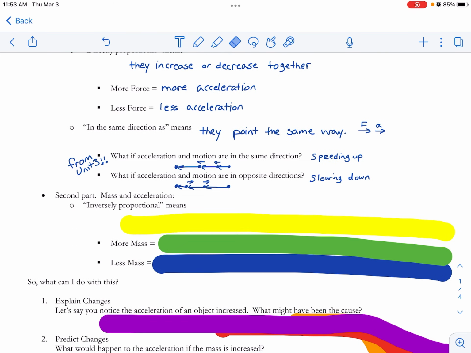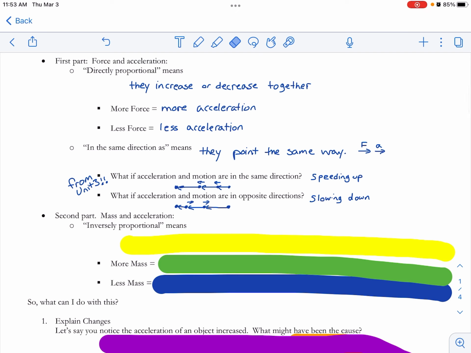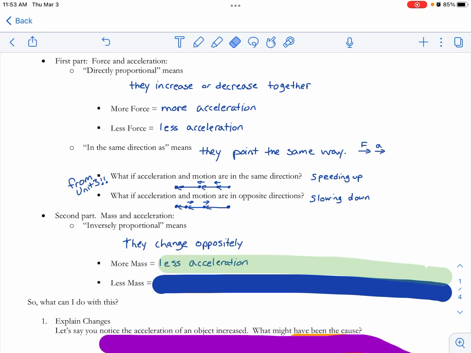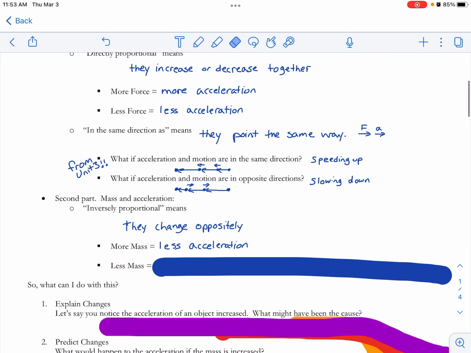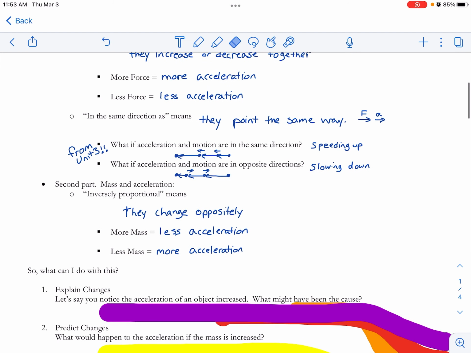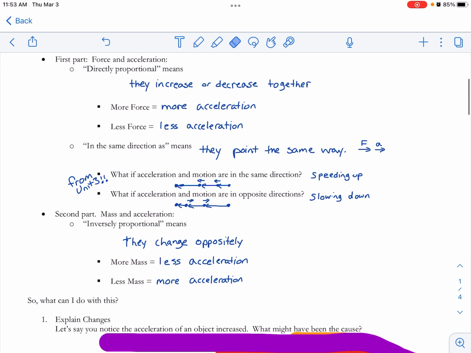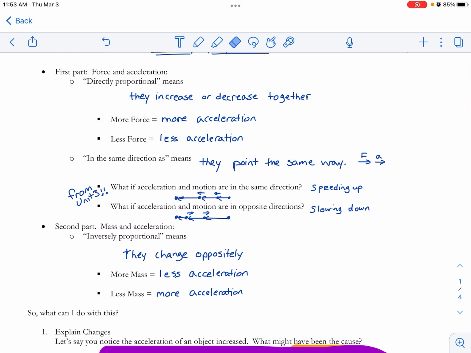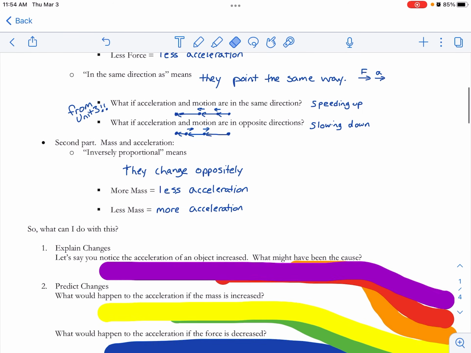Now, inversely proportional is how the mass and acceleration are related. That means that they are changing oppositely. So if you have more mass, which you saw in the second law lab, then you have less acceleration because that heavier thing is harder to push, right? It's harder to get going. Less mass means more acceleration, okay? So that's what Newton's second law is telling us. It's all about what's going to happen when we push on something, what's going to happen when we push on something that's different, okay?